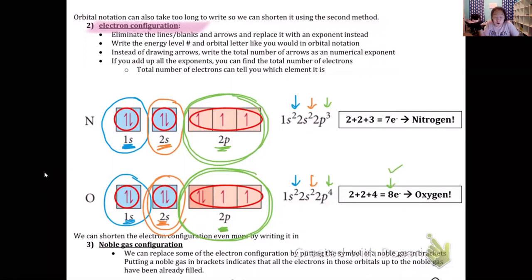So it's a really short way of writing. You just count 1, 2, 3, 4, 5, 1, 2, 3, 1, 2, and put that number as a superscript instead of drawing out all the arrows. Okay, hopefully we'll do more practice in class.